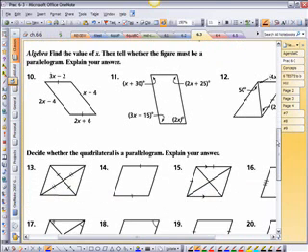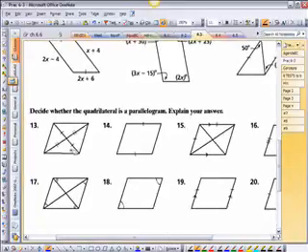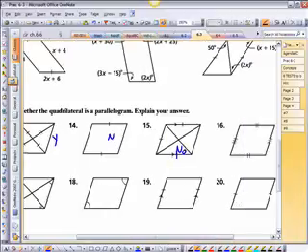Skipping down to the last set, do we have enough information to say whether it's a parallelogram? Here the diagonals bisect each other, so this would be yes. Here you've only got one set of sides opposite congruent, so that would be no. Here you have parallel sides for one set of opposite sides parallel, but the other one is consecutive sides congruent, not opposite. It has to be the opposite sides, so that's no. For this one, opposite sides congruent. That's good enough. That's yes.